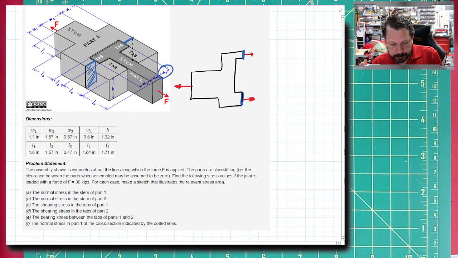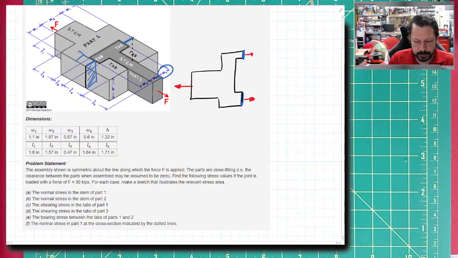So that one would just be force, 30,000 pounds, divided by the area, where the area is the height of H, and there's 2 of these. And you have to do a little bit of math to figure out what this dimension is, because it's not directly given. So you have to do a little bit of figuring out what that dimension actually ends up being.